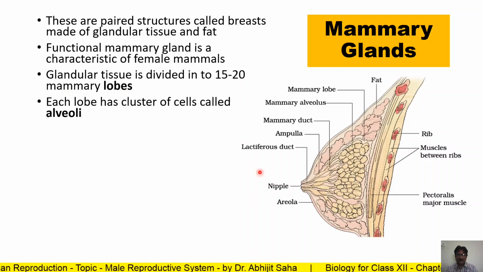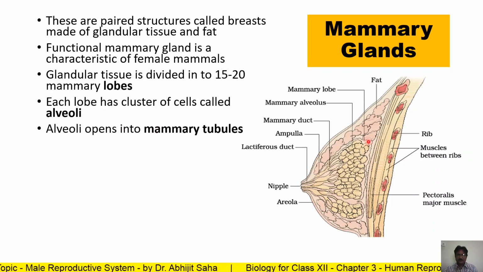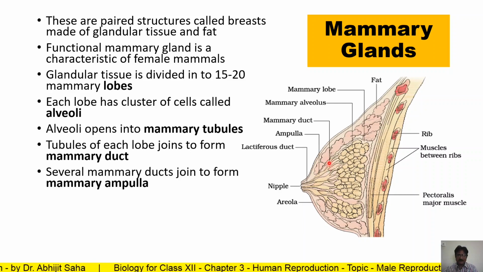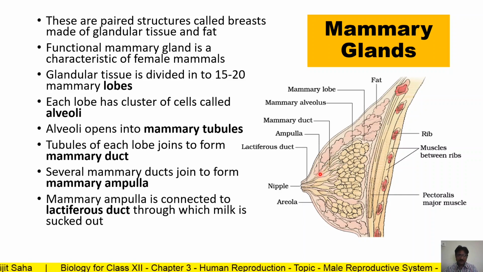These lobes have clusters of alveoli. These alveoli open into mammary tubules, and these tubules join to form ducts, the mammary ducts. These mammary ducts again join to form the mammary ampulla, and finally the mammary ampulla is connected with the lactiferous duct through which milk is sucked out.